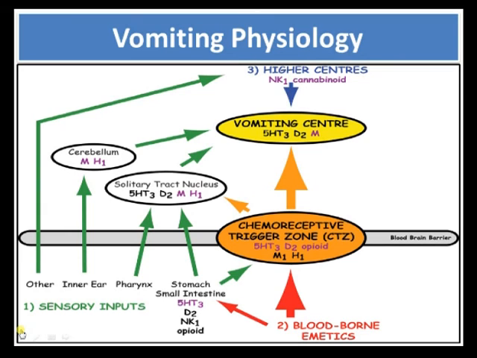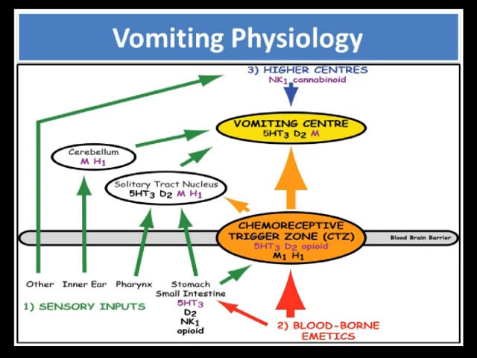Now these all sensory inputs will eventually try to target the CTZ or the chemoreceptor trigger zone, which in turn will try to activate the vomiting center, and then the vomiting event will occur due to relaxation of the sphincters as well as retrograde peristalsis of the upper GIT. So that's what it is all about vomiting.